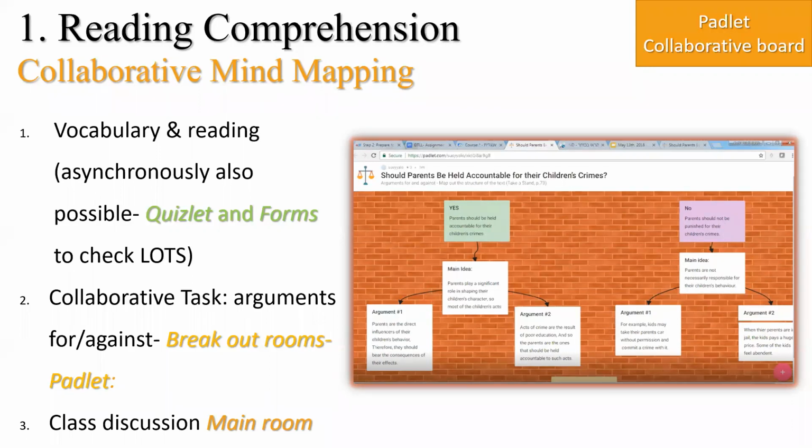And this is actually a text that was wonderful for opinion, okay? Should parents be held accountable for their children's crimes? So I had one group work on the yes arguments, and another group work on the no arguments, and which template did I use here? Can anyone answer? What is this? This is Padlet. We all know Padlet. Which template did I use here?